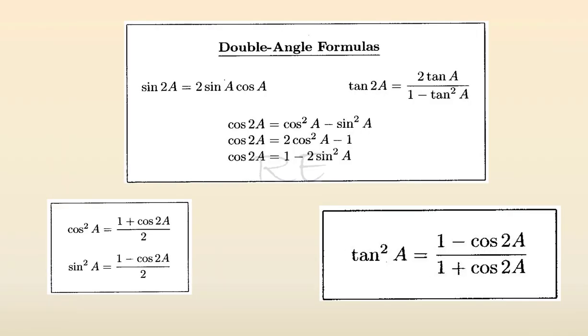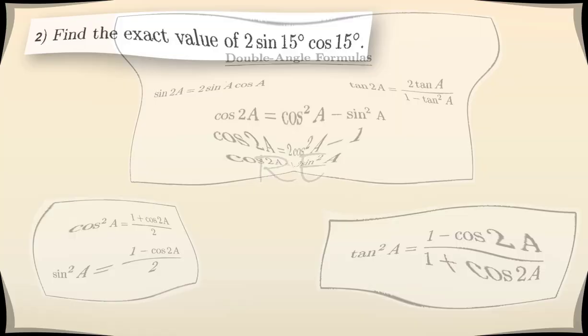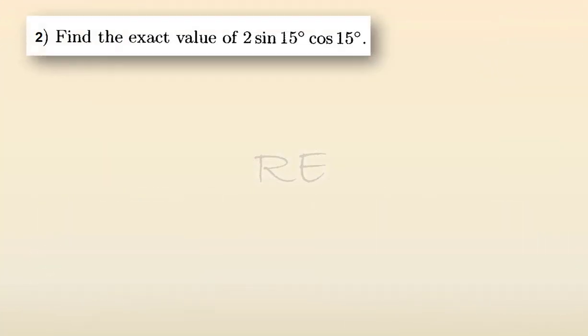Here's the list of double angle formulas that we're going to use to solve the following problems. Find the exact value of 2 sine 15 degrees cosine 15 degrees.